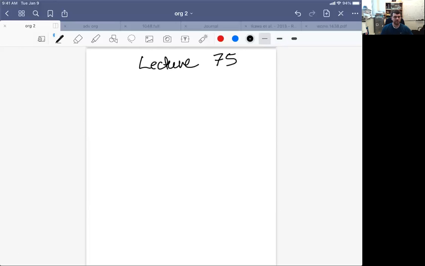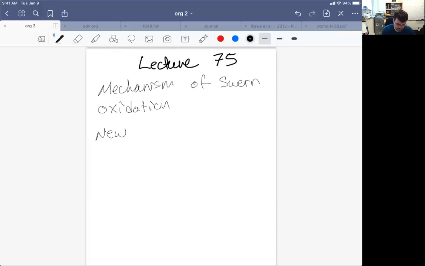Okay, so as promised, we're going to go through the mechanism of Swern oxidation. It's always a rewarding experience. The Swern oxidation is a lengthy mechanism that also involves some new reagents. First of all, let's introduce the new reagents.